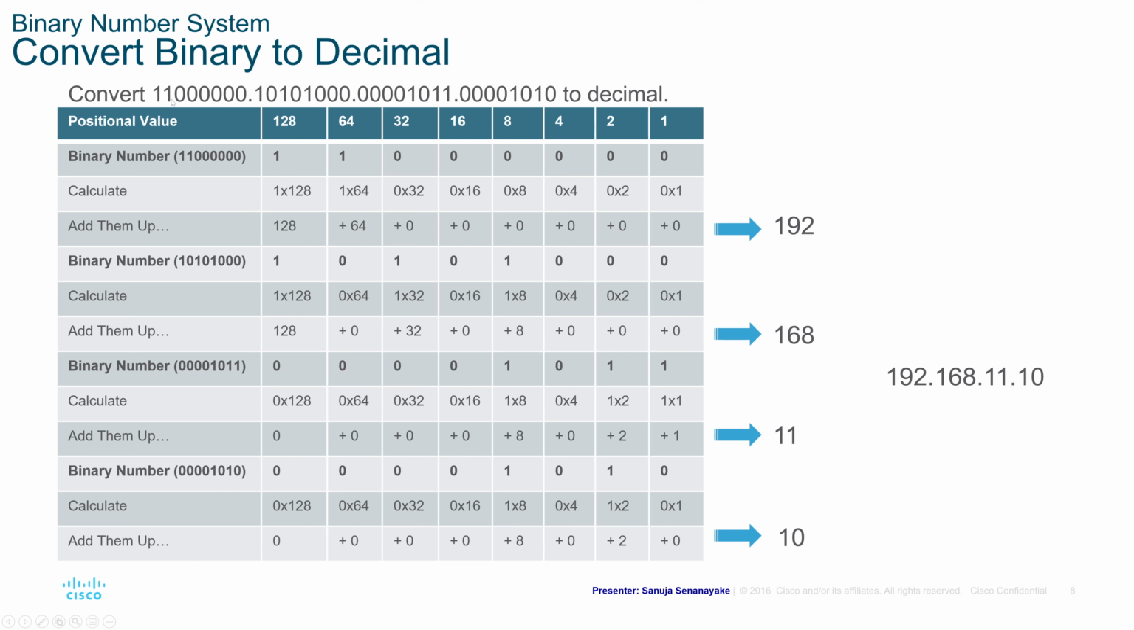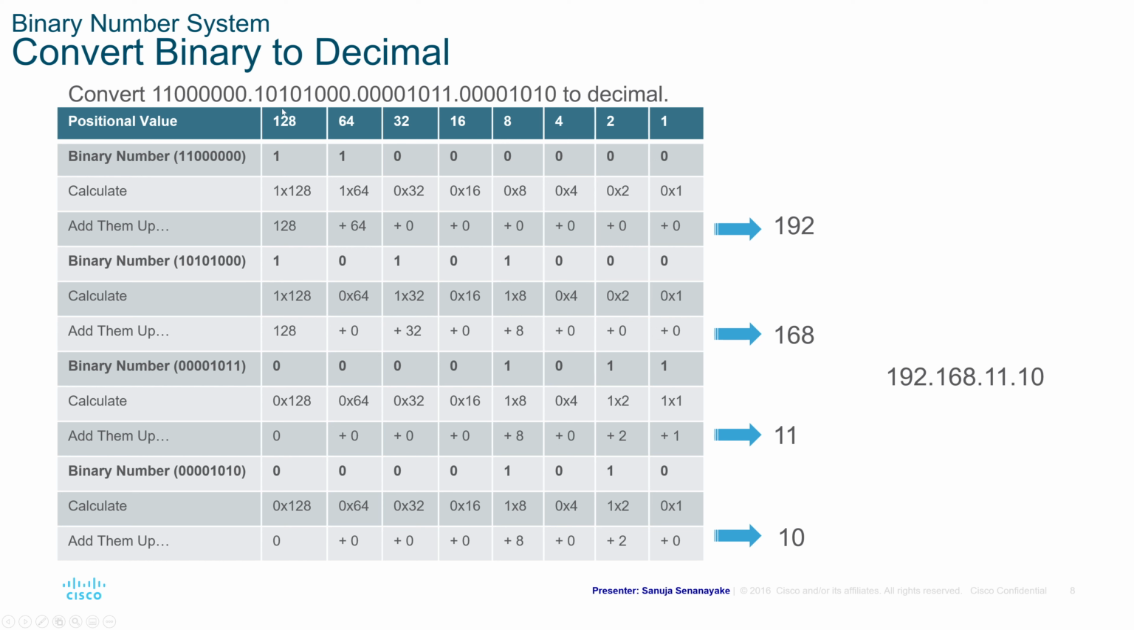So the first value is 11000000. So that means on the 128 positional value we have 1, on 64 we have 1, on 32 there's none, on 16 none, on 8 none, on 4 none, on 2 none, and on 1 none. That means we're going to multiply 1 times 128, 1 times 64, and there's none for the rest. So in the first position, we have 128 plus 64, which adds up to 192.